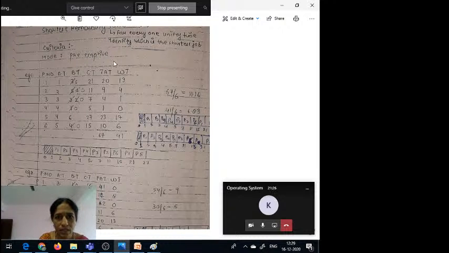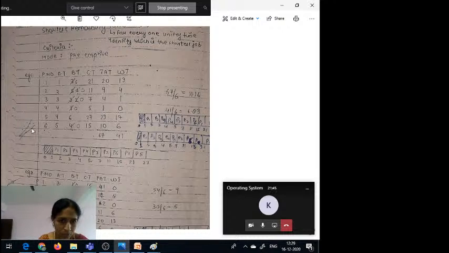So this is the shortest remaining time first. That means for every one unit time, identify which is the shortest job. Which one is the shortest one? You can observe here, the criterion is shortest job first, that is, the remaining time. This mode is the preemptive mode.